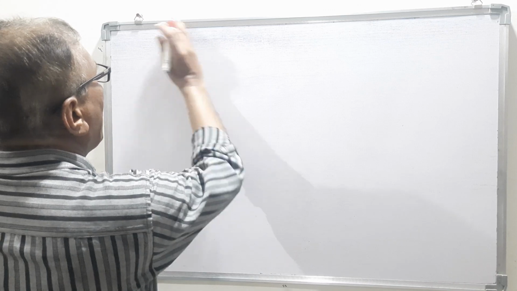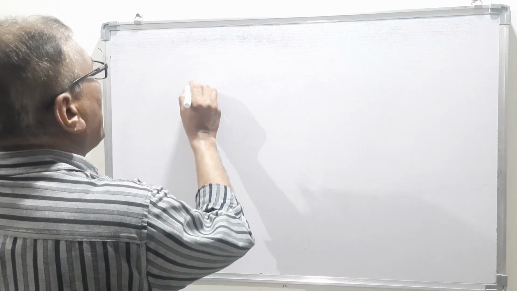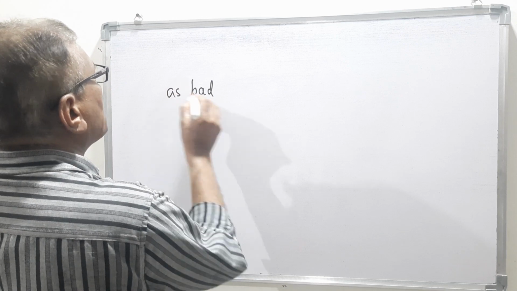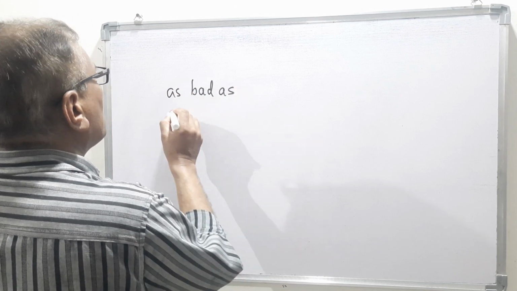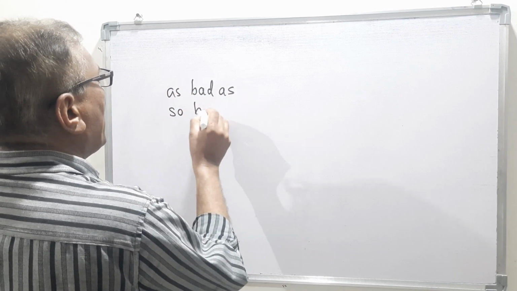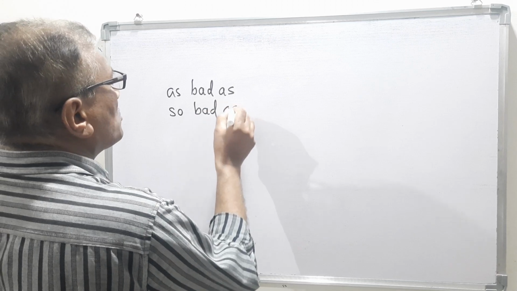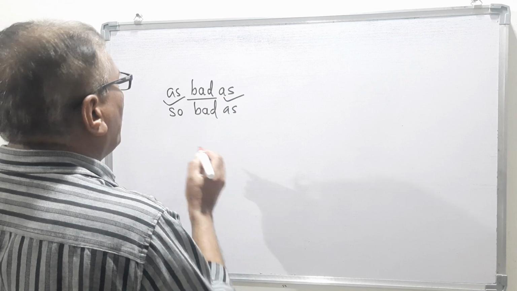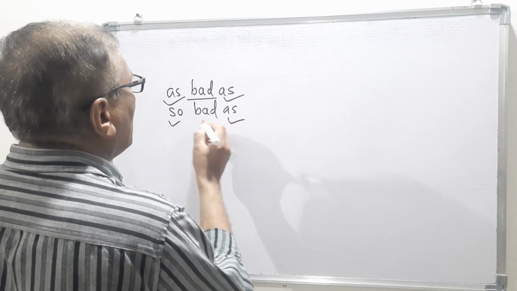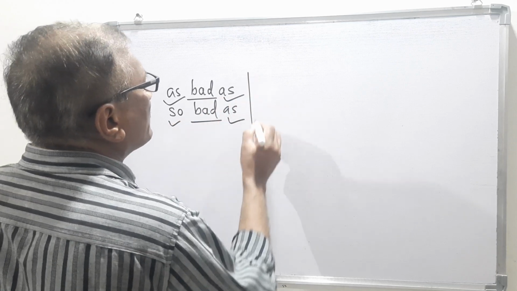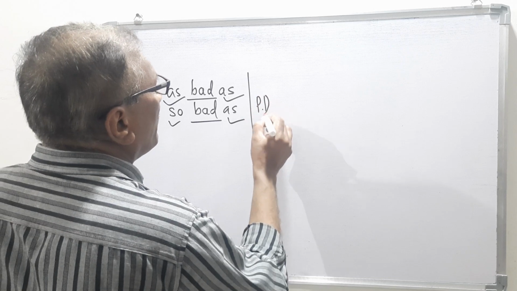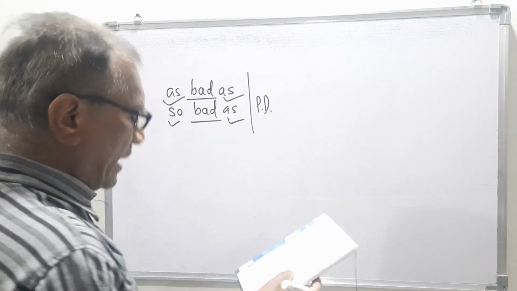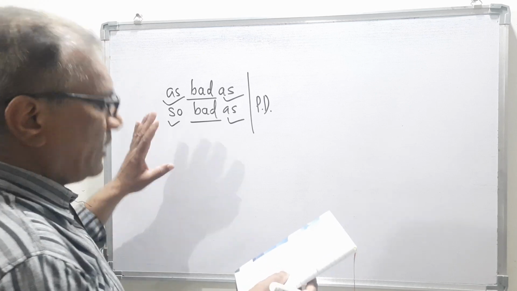So bad is there. See, bad. So we can say as bad as. So remember, as is in between adjectives. So this is the PD form. Remember, as bad as, so bad as, these are the PD forms.